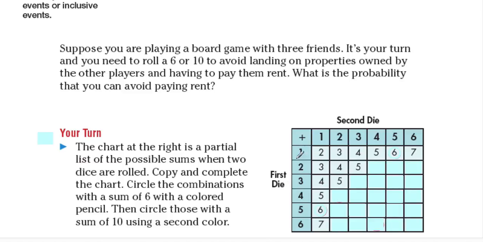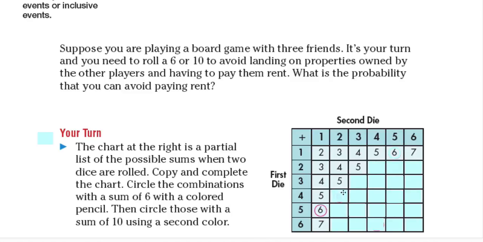If I roll a 1 on the first die and a 1 on the second die, the sum would be 2. If I roll a 3 on the first die and a 2 on the second die, the sum would be 5, and so on and so forth. This is how it works. It says to circle the combinations with a sum of 6 with a colored pencil. So a sum of 6 will be these.